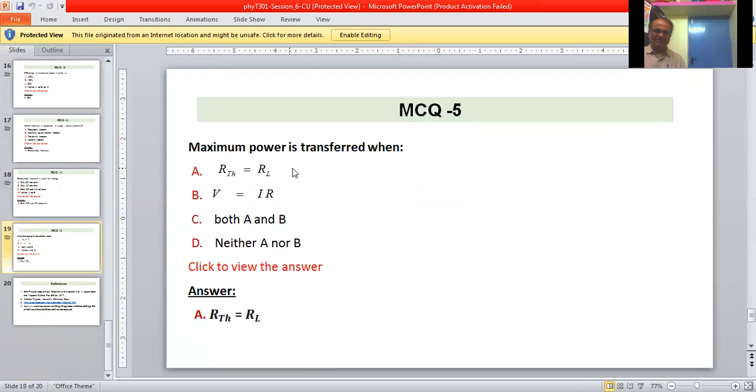And maximum power is transferred when these are the conditions, as derived just now. The maximum power is transferred to the load only when RTH is equal to RL. So the answer is option E.